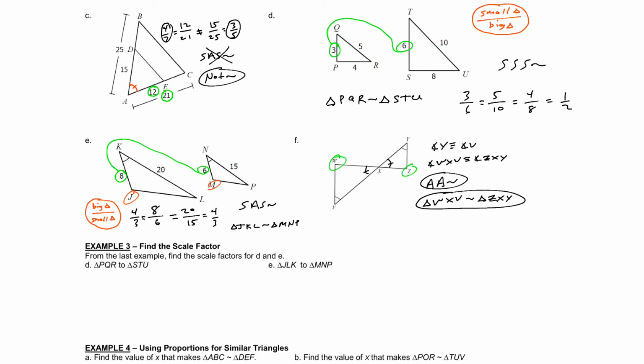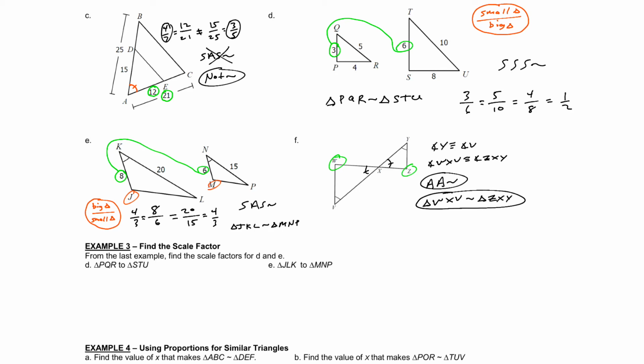Let's take a look at example 3. So in example 3, we have to find the scale factors for parts D and E from example 2. So I set us up in a view where we can look back at our work for those two problems. Also, remember, for our scale factor, all we need to do is make a fraction out of corresponding side lengths. That's it. That's our scale factor.